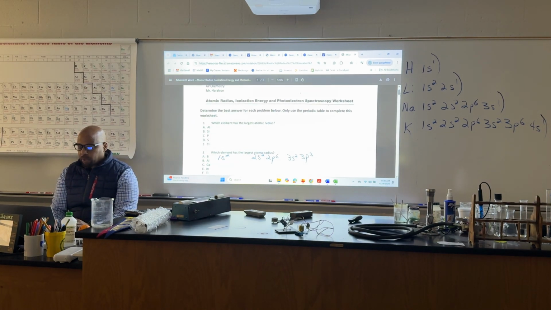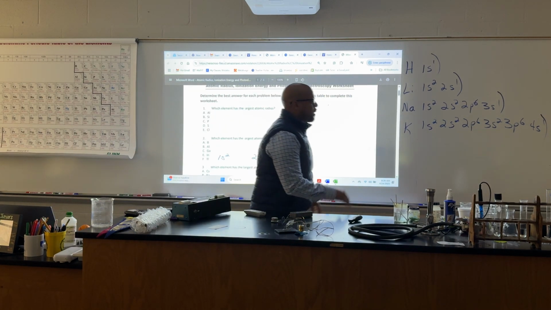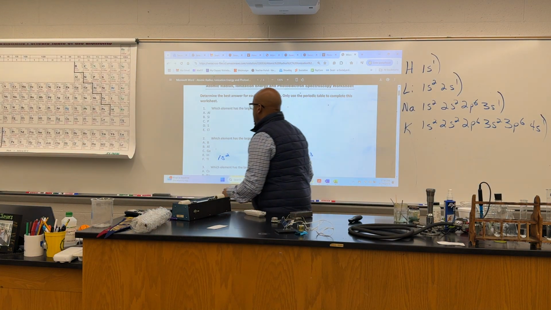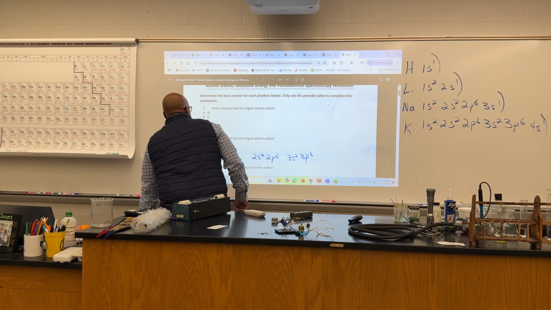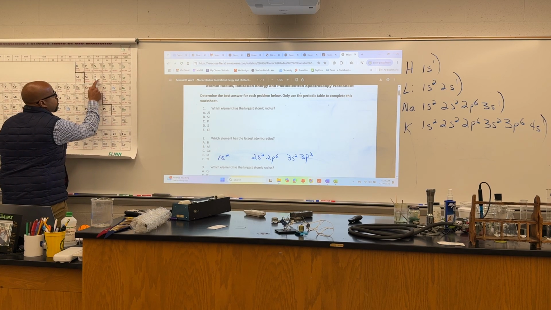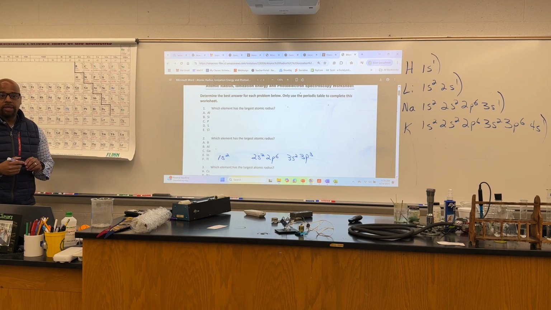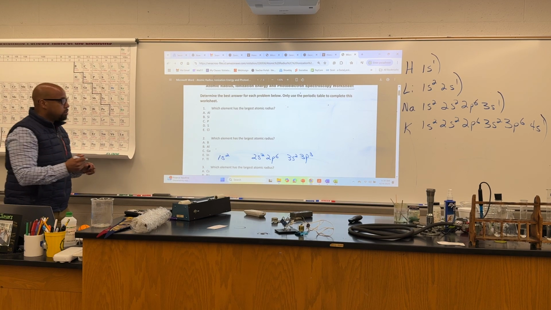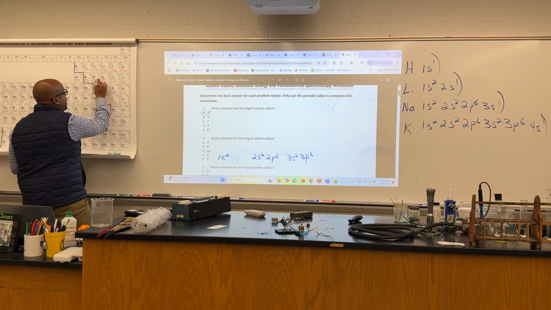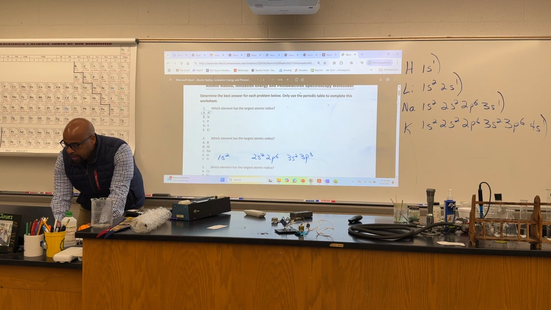For instance, if we look at number 1, it says, which element has the largest atomic radius? One of the things you're going to notice here is we got aluminum, silicon, phosphorus, sulfur, and chlorine. So it looks like we're just moving right across the periodic table. Which one's going to be the largest in this case? Aluminum. Because I know that the size decreases as I move across because we got more protons. So that was one with the atomic radius.